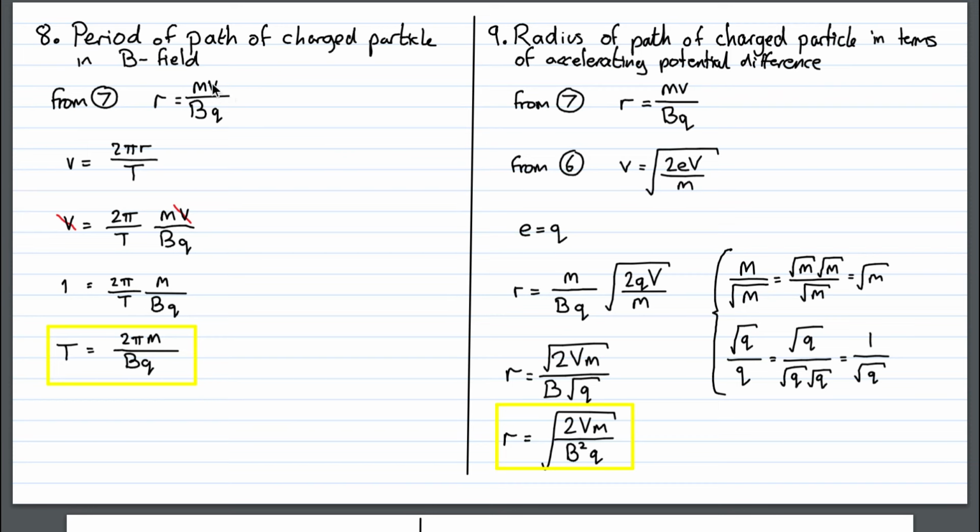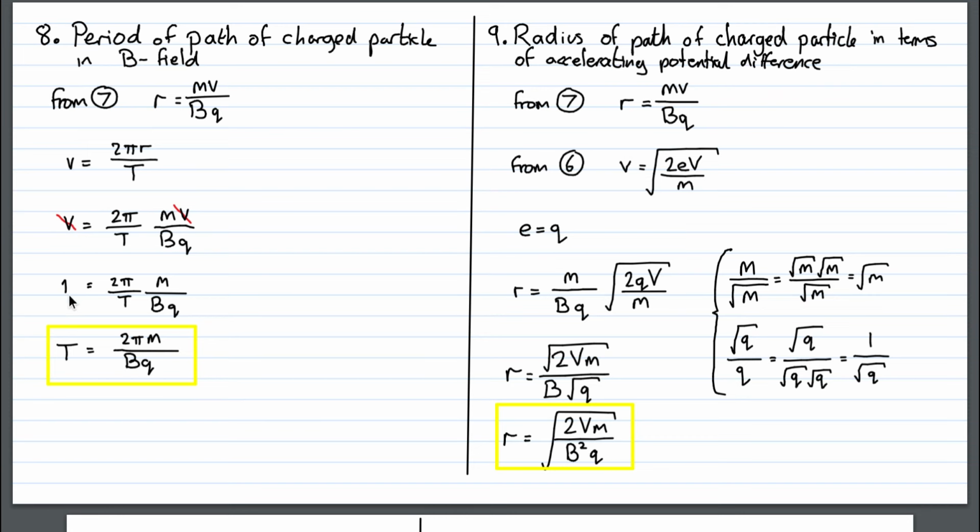I've substituted the other way around. I've taken this equation, mv over bq, and substituted it into that r there. And I ended up with v equals 2 pi over t, and instead of r, it's mv over bq. Now the v's will cancel, and v divided by v is just the number 1.